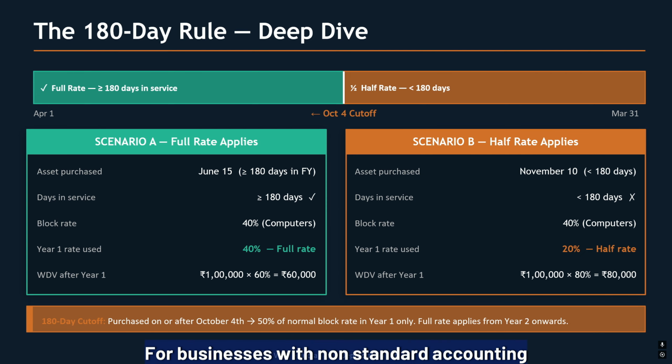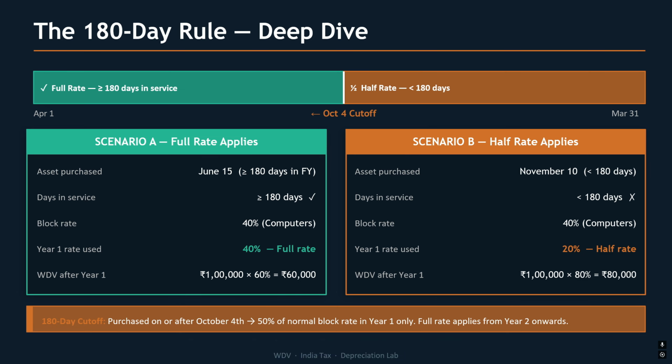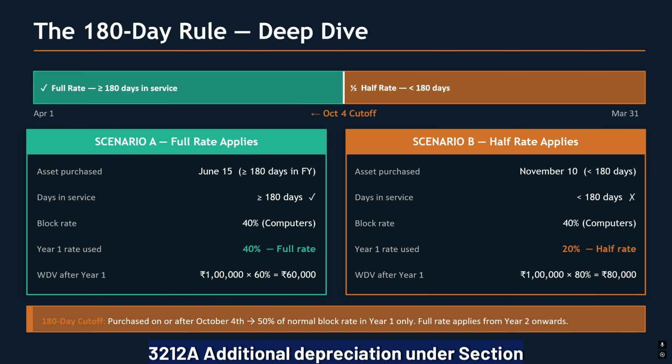For businesses with a non-standard accounting year approved by tax authorities, the 180-day rule calculation adjusts accordingly. Additional depreciation under section 32(1)(iia) for manufacturing plant is also subject to the 180-day rule. You only get 10% additional depreciation instead of 20% if the asset is used fewer than 180 days. Depreciation Labs automatically applies the 180-day test based on the date of first use you enter. The calculator handles the rate adjustment for you.